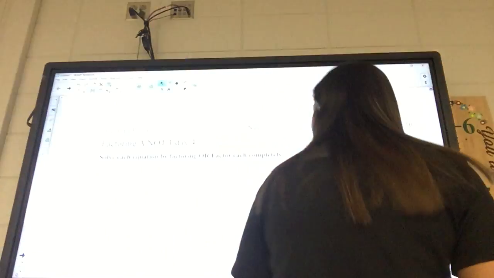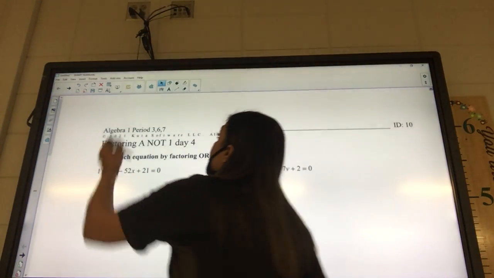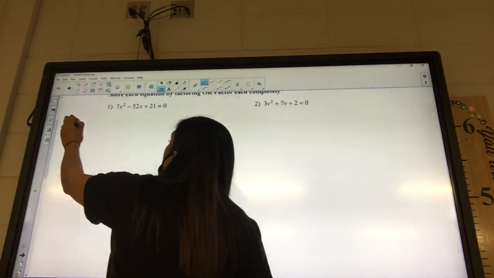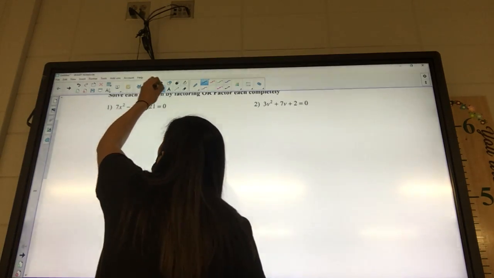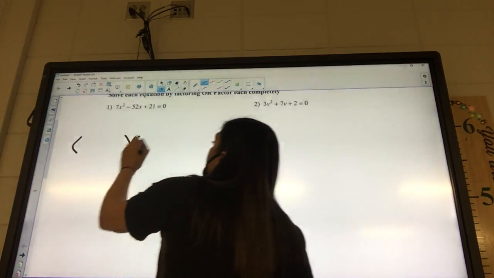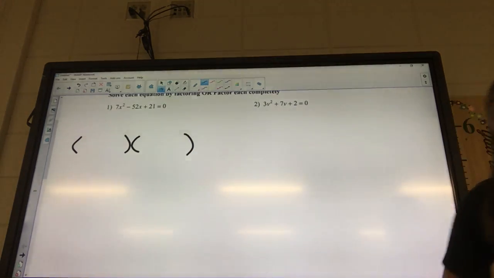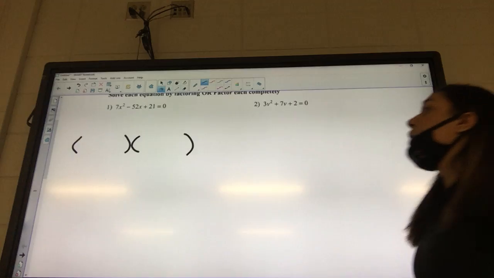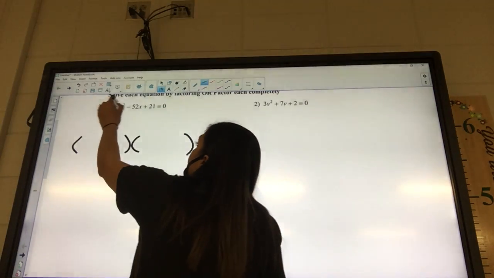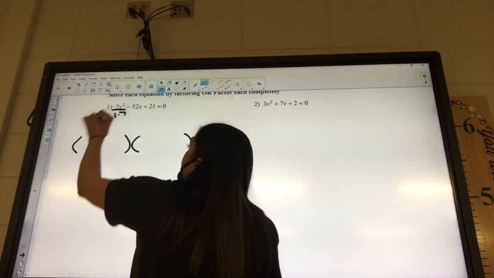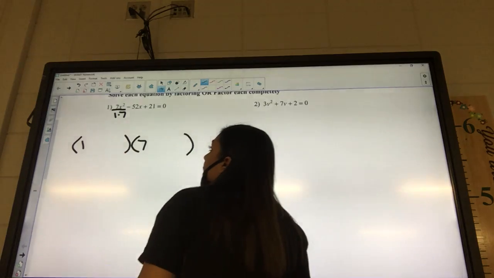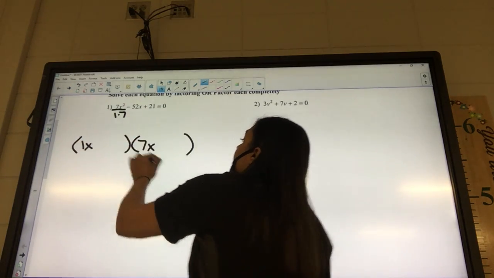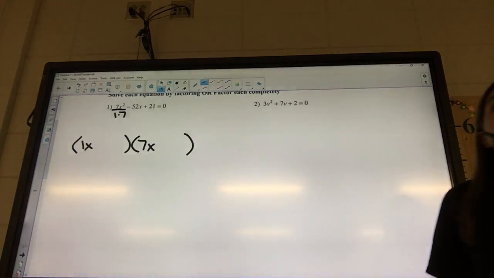All right. So, on the same thing, our very first step is going to be to draw our parentheses, okay? So, draw your parentheses, and we find some factors of the first number. What are some factors of 7? 1 and 7. So we could fill in 1 and 7, and you could fill in the x's, so x and x, and then we need to find the factors of what number?